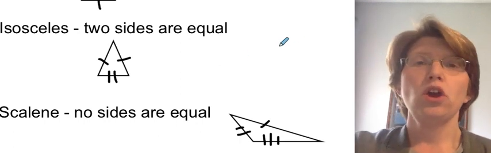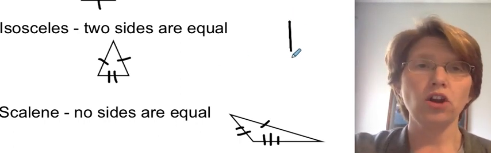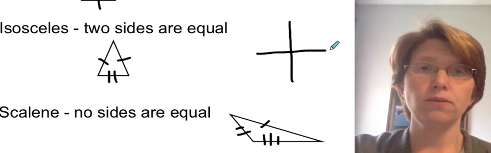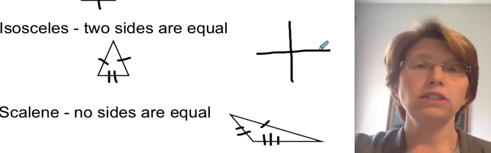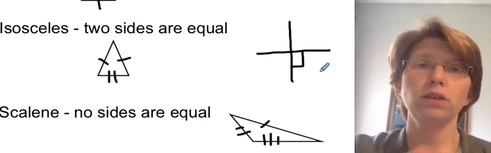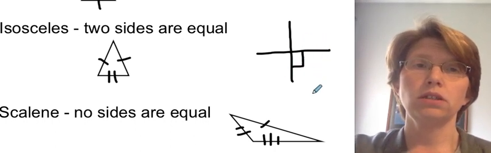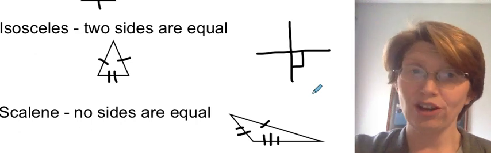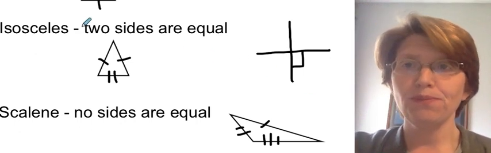Look at 17. Perpendicular lines are this, like a cross. Perpendicular lines form blank angles. What do they form? Right angles. They form right angles.